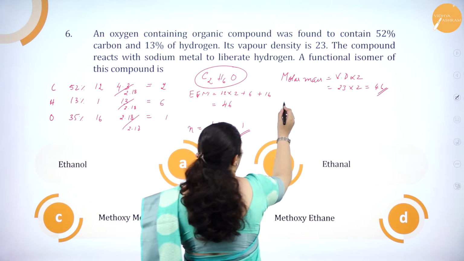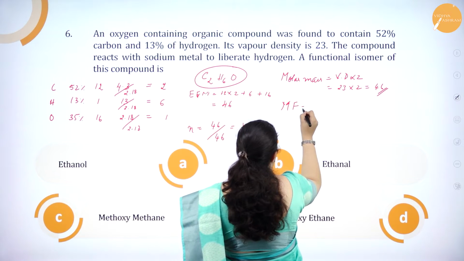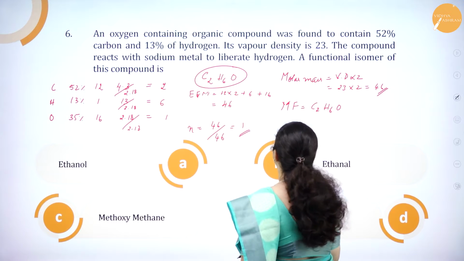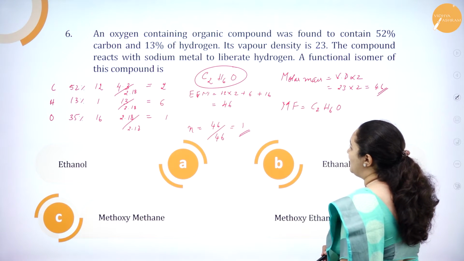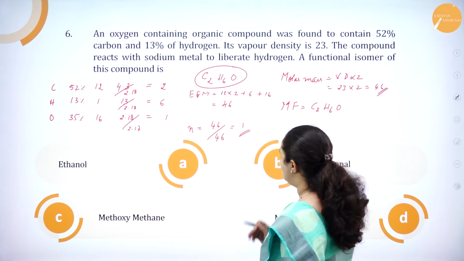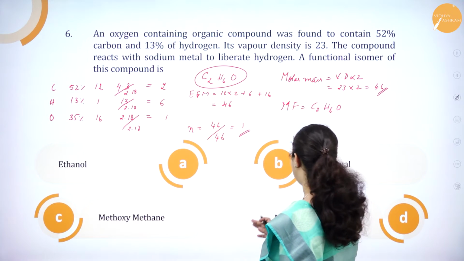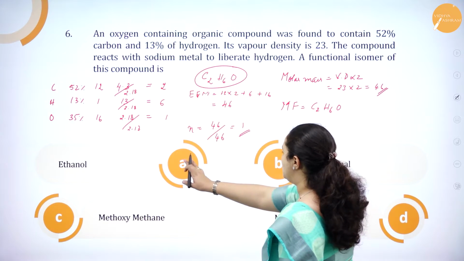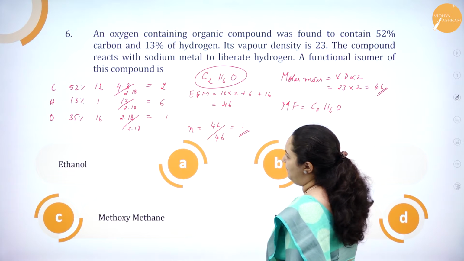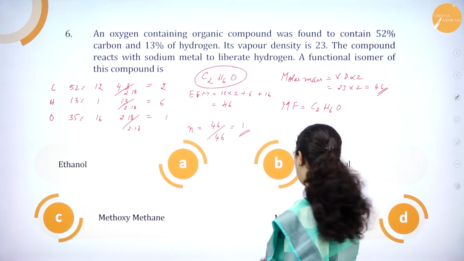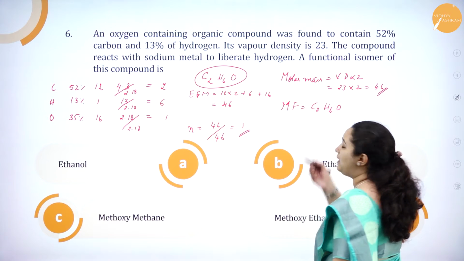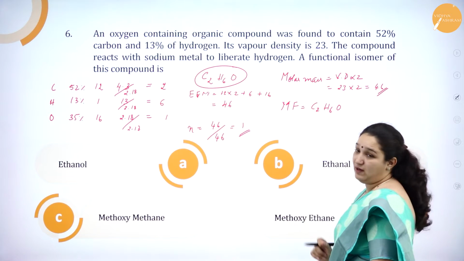So molecular formula is what? C2H6O. Now I'll see the hint that is given. The compound reacts with sodium metal to liberate hydrogen. You have options: ethanol, ethanol, methoxymethane, methoxyethane. So this is 2 carbon atoms, this also is 2 carbon atoms. Methoxymethane also is a 2 carbon atoms compound, only here it is 3 carbon. So option D is ruled out. We don't have 3 carbon atoms, we have only 2.